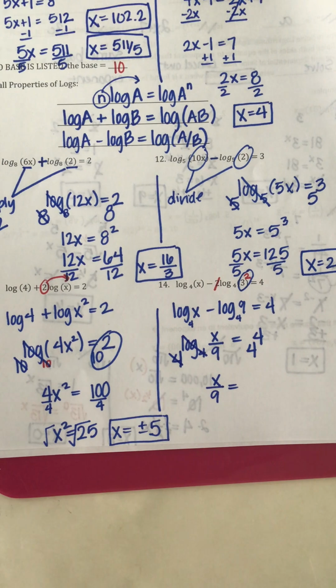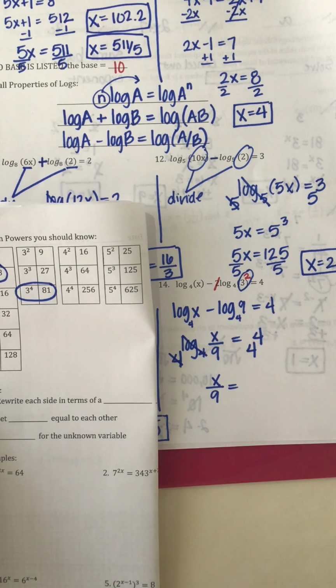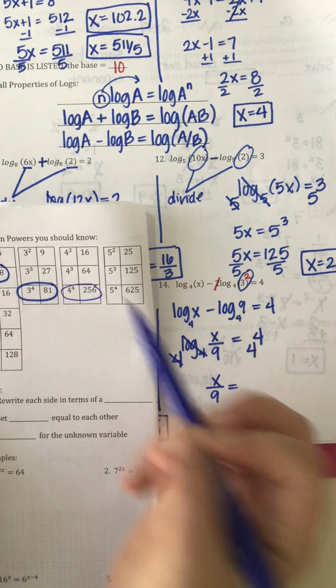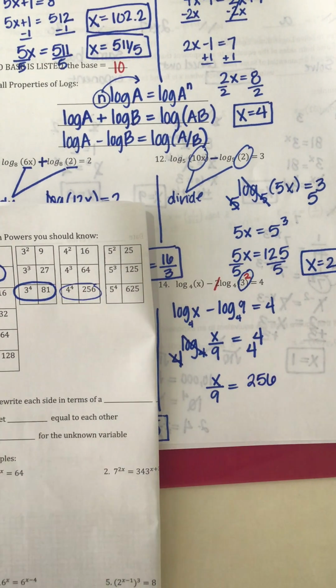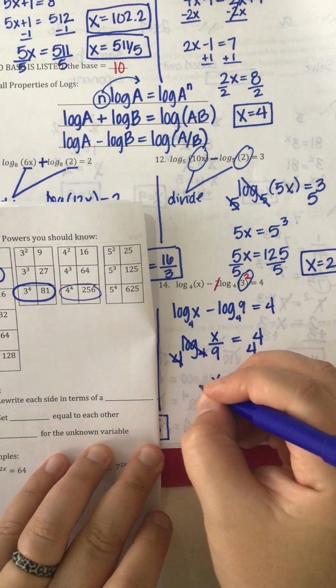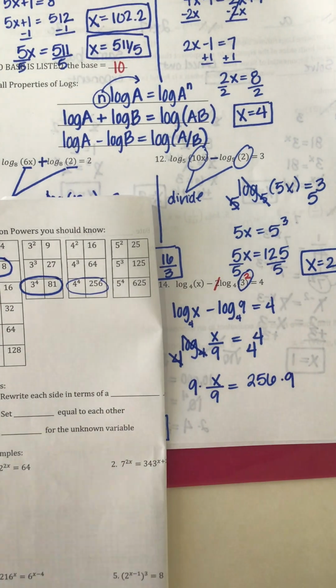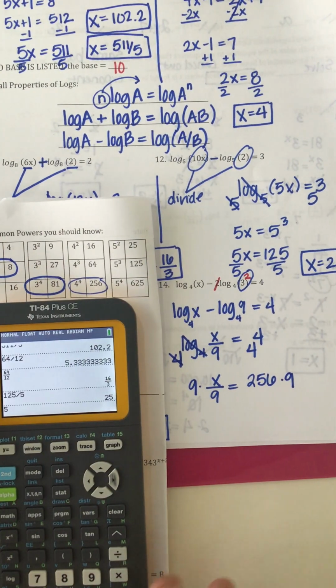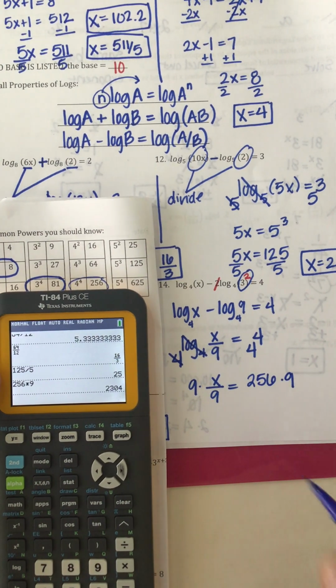And then because my x is a regular x, I want 4 to the 4 to also be a regular number. So in my chart, what is 4 to the 4? 256. Very good. And then if x divided by 9 is 256, how do I get rid of a divide by 9? Multiply by 9. So this number is going to come out kind of big, but it's okay. So 256 times 9, answer comes out to be 2304.